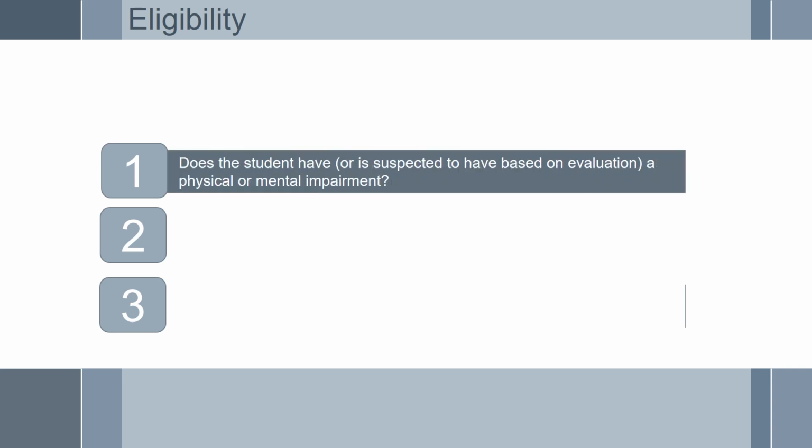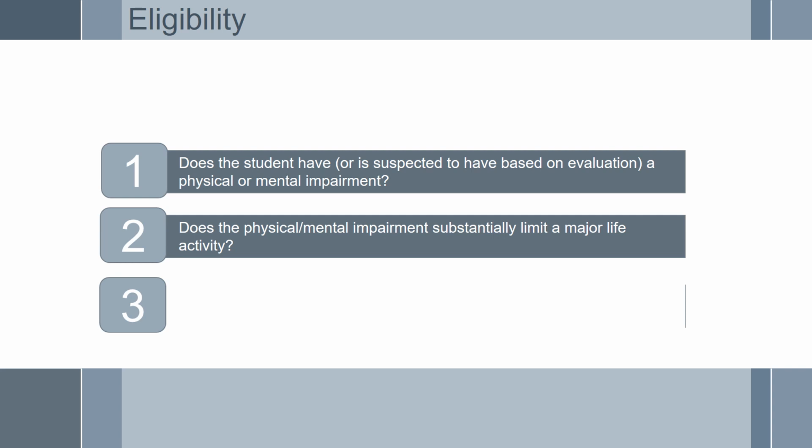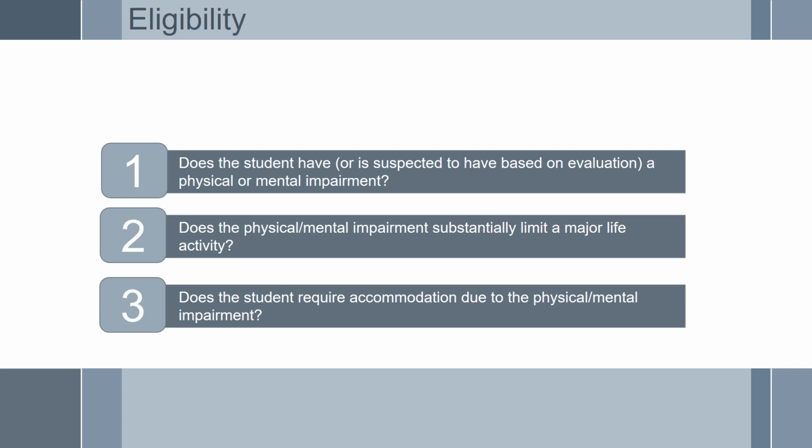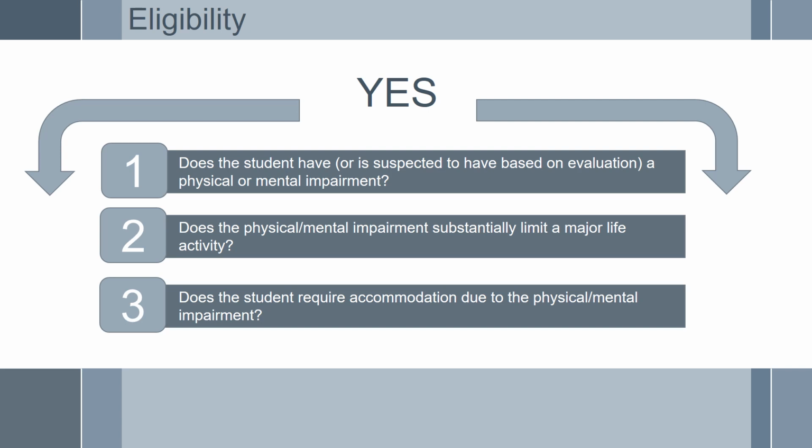Let's start with a quick review of how a student qualifies for a 504 plan. There are three criteria or questions which must be addressed to determine eligibility. First, does a student have, or are they suspected to have, based on an evaluation, a physical or mental impairment? Does the impairment substantially limit a major life activity? And lastly, does a student require accommodation due to limitations caused by the impairment? All three of these criteria must be met for a student to be eligible for a 504 plan. And though the criteria may seem fairly clear, there is a good deal of consideration to determine eligibility.